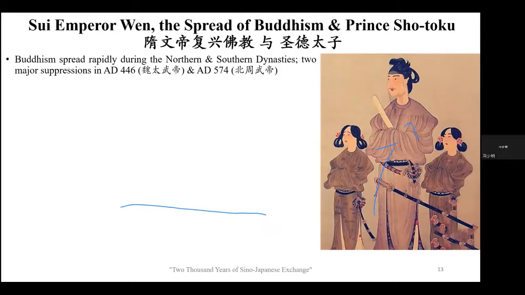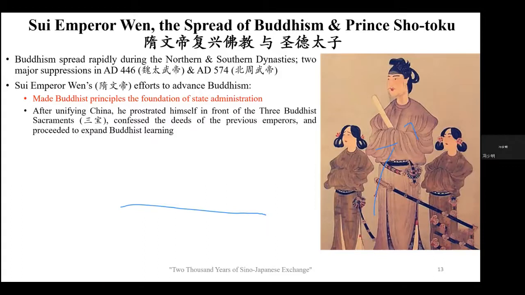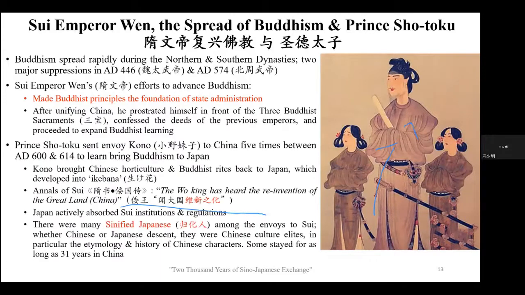Buddhism spread rapidly during the northern and southern dynasties, but there were actually 2 major suppressions because it was thought to be a foreign religion. And now Sui Emperor made an effort to advance Buddhism by first making Buddhist principles the foundation of state administration. After unifying China, he prostrated himself in front of the 3 Buddhist sacraments and now proceeded to expand Buddhist learning.